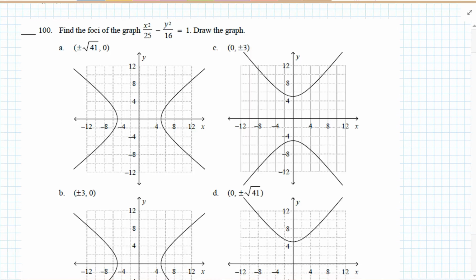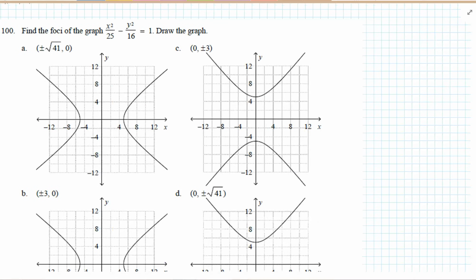Number 100. Find the foci for the graph x squared over 25 minus y squared over 16. So quickly, we'll do it the long way around. It's going to be x squared over a squared minus y squared over b squared equals 1. Remember, on hyperbolas, the first term, the positive term, always gets the a designation.